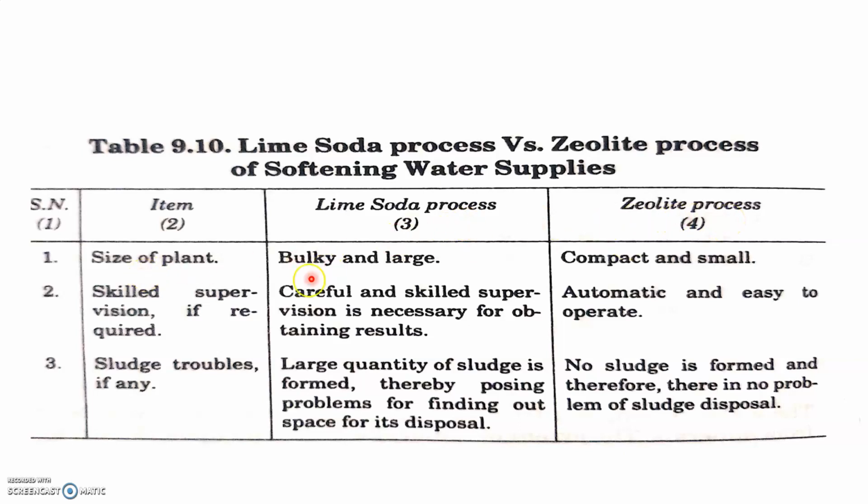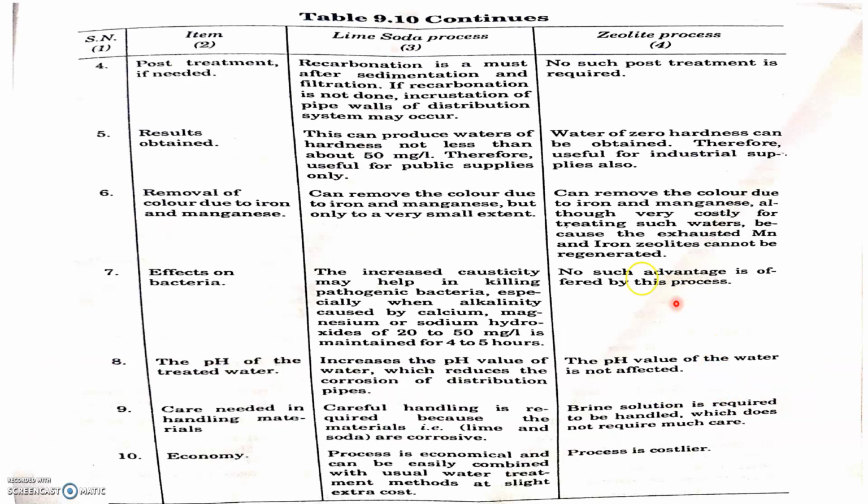First one is plant size. You can see the lime soda process is bulky. Here the zeolite is a little bit compact and small in size. In the lime soda process you require skilled labor. Here it is easy to operate, and it is an automated plant. Sludge: in the lime soda process you have a large amount of sludge. Here you don't have any sludge.